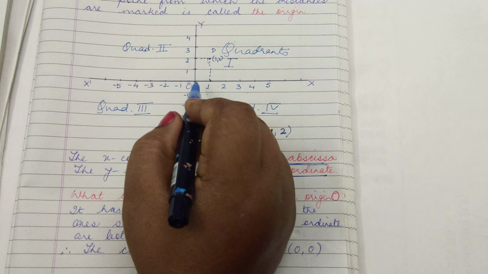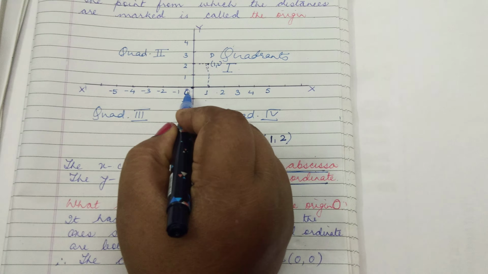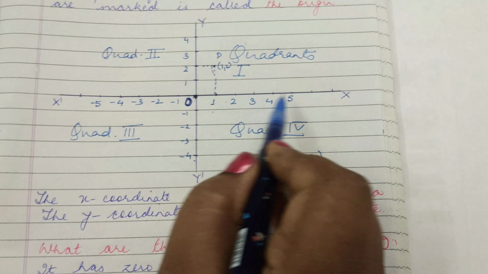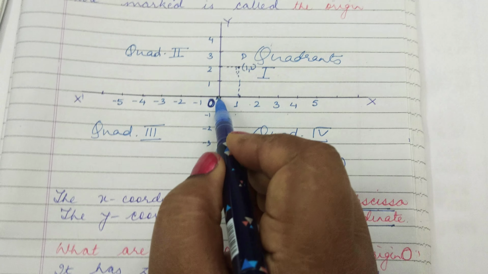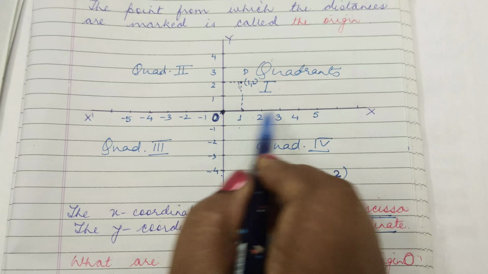Now, what are the coordinates of the origin O? This is the origin O. What is the origin? It is the point of intersection of the two axes, that is the x-axis and the y-axis. So what will be the coordinates of the origin? We see that it has 0 distance from both the axes. So what do we find? The distance from the abscissa is 0 and from the ordinate is also 0. So the coordinates of the origin are (0, 0).